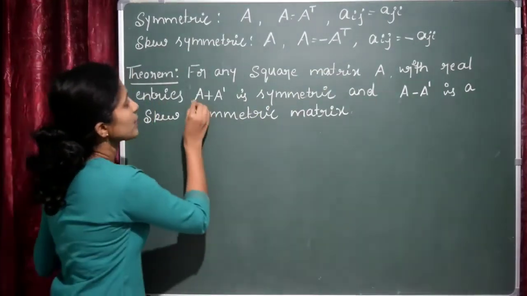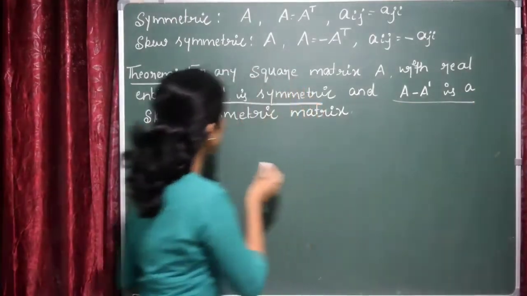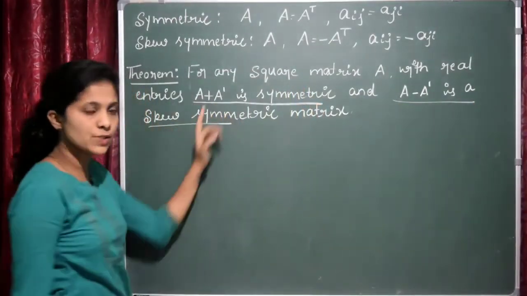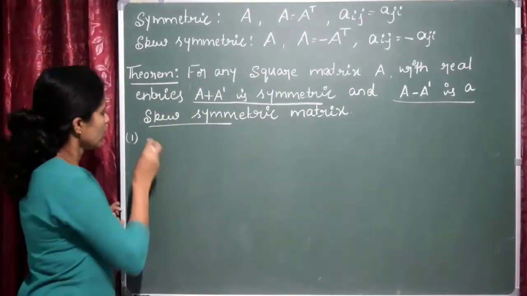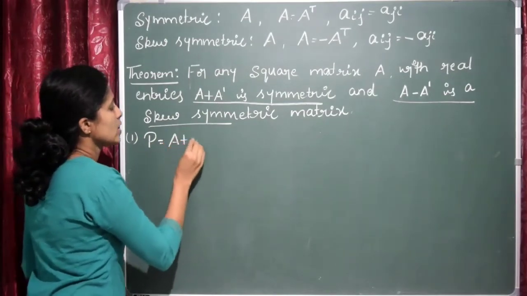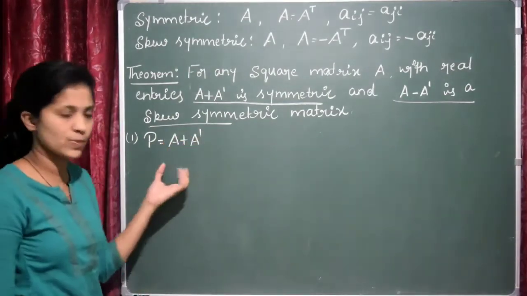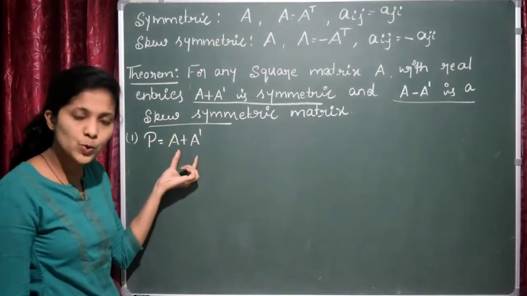What do you have to prove? A plus A dash is symmetric and A minus A dash is skew symmetric. First we will consider this one. We will prove that A plus A dash is symmetric. First I will consider P is equal to A plus A dash, so that we can easily prove this. Now we have to prove that this is symmetric.